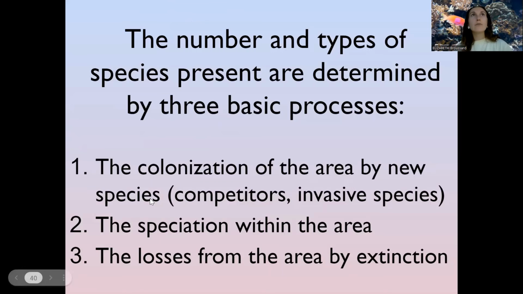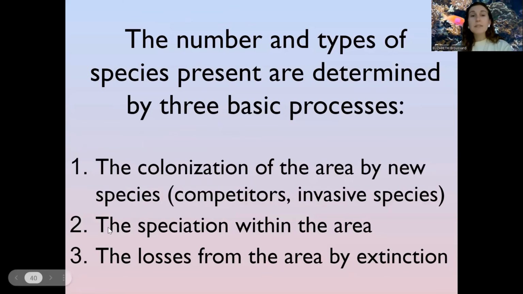I might have a lot of rich biodiversity in an area, a whole bunch of organisms, but if I have new organisms coming in, we think about invasive species, they're invading, coming into an area where they previously were not. Invasive species could be competitors. They could outcompete my native organisms in that area, and that's going to reduce the biodiversity in the area. It could reduce the number of organisms in that area.